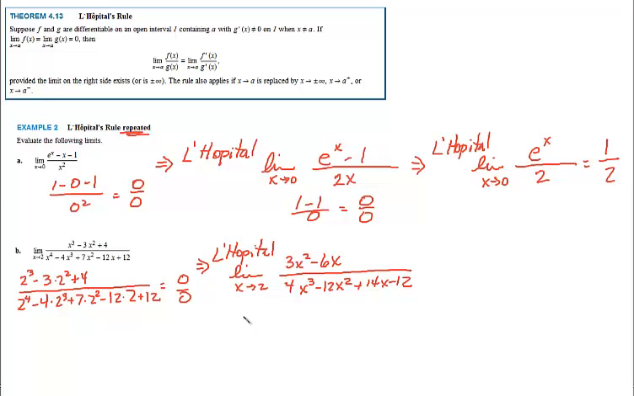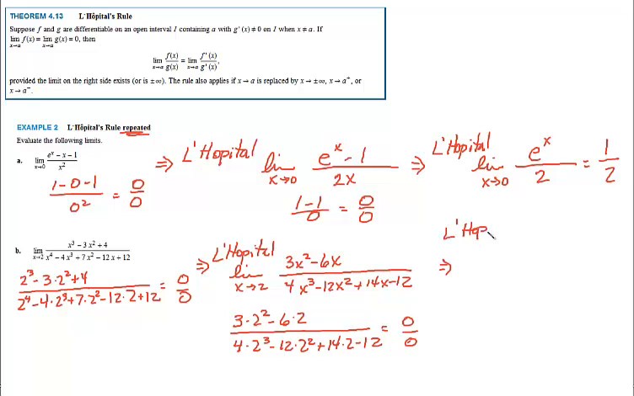I will get 3 times 2 squared minus 6 times 2 all over 4 times 2 cubed minus 12 times 2 squared plus 14 times 2 minus 12. And I crunch this again, and you will get 0 over 0. Since it's still in this indeterminate form, I can use L'Hopital one more time. Hopefully I won't have to use it more than once, but I might.